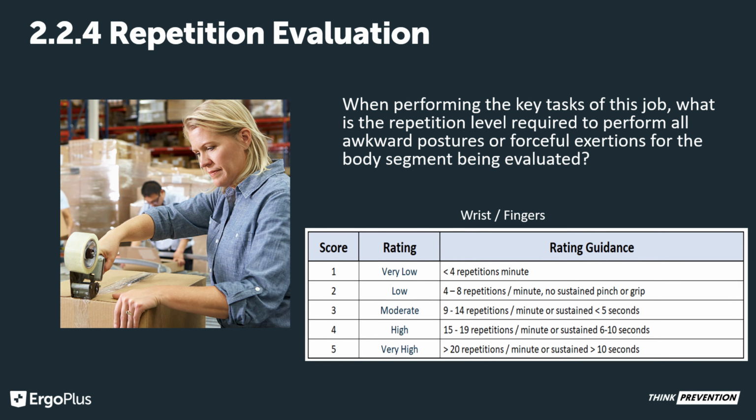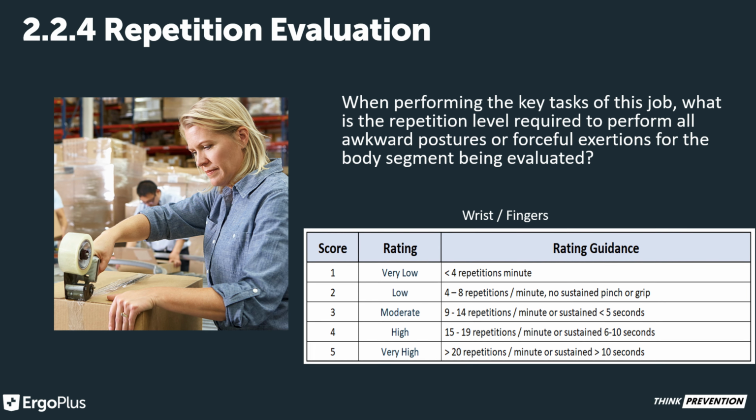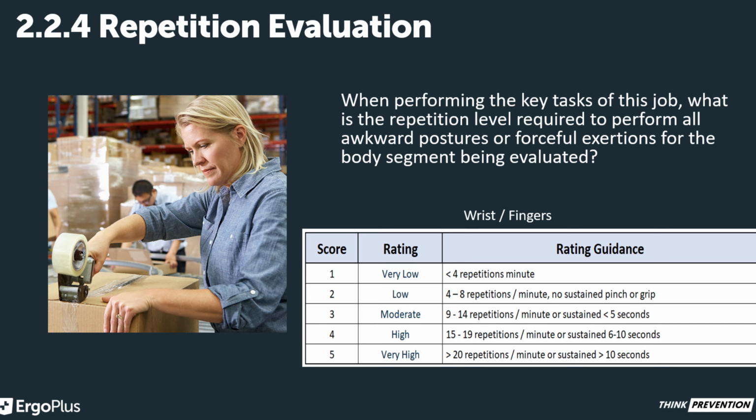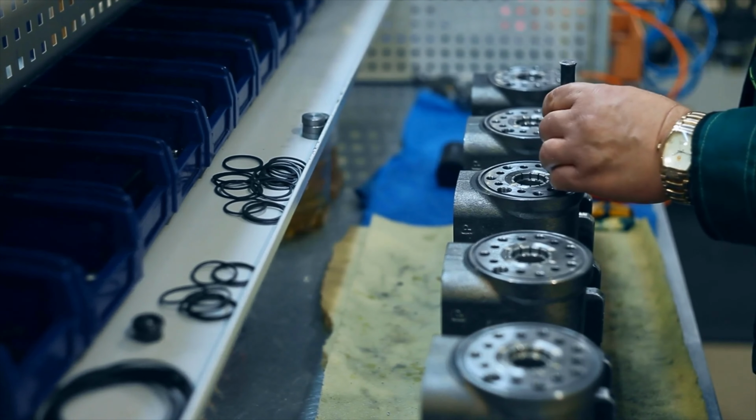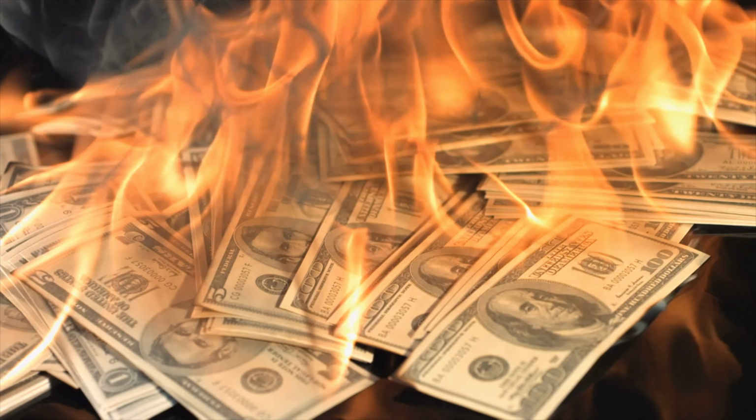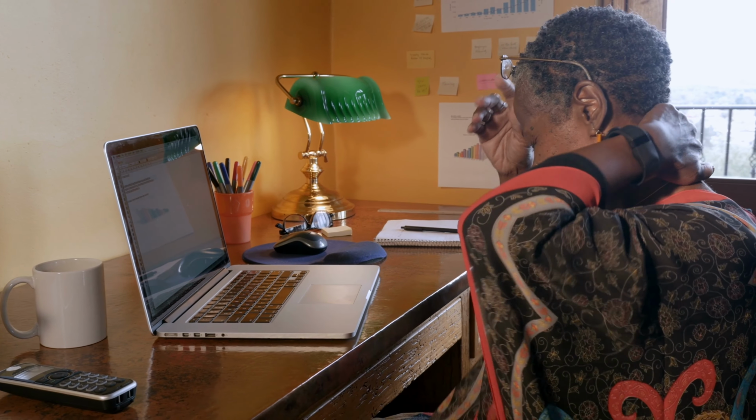Repetition is the frequency with which a task is performed. Repetitive movements can lead to fatigue and injury, such as carpal tunnel syndrome and tendinitis. All three of these risk factors can lead to decreased productivity, increased healthcare costs, and employee dissatisfaction.